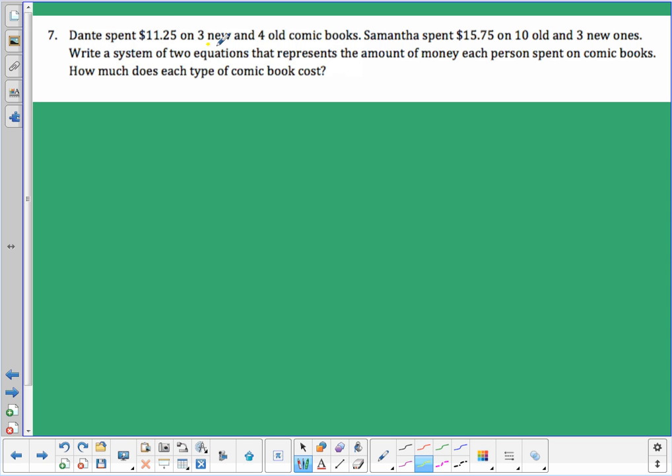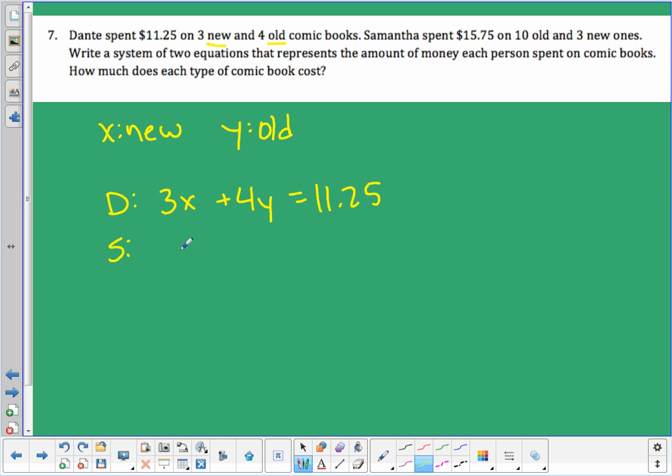So I know I'm looking at new and old comic books. I'm going to say that x is my new and y is my old price. Then I have an equation for Dante. Dante is first. So Dante has 3 new, so that's 3x, and 4 old, that's 4y, for $11.25. Samantha has, and be careful with Samantha's because she lists her old ones first and her new ones second, so hers are 3 new plus 10 old for $15.75.